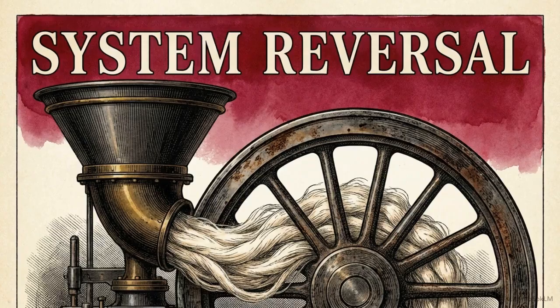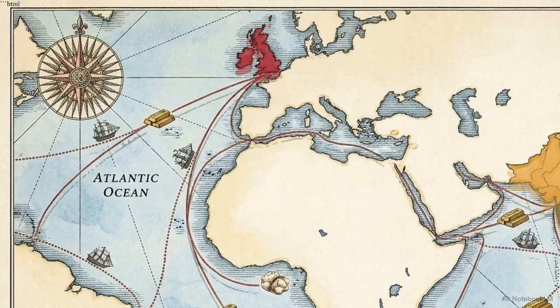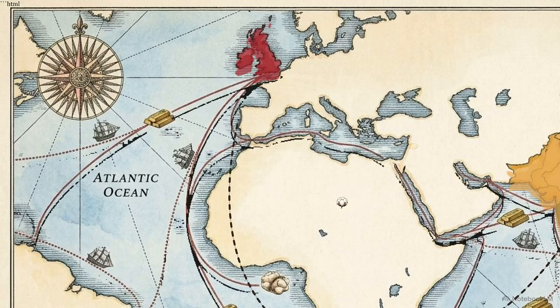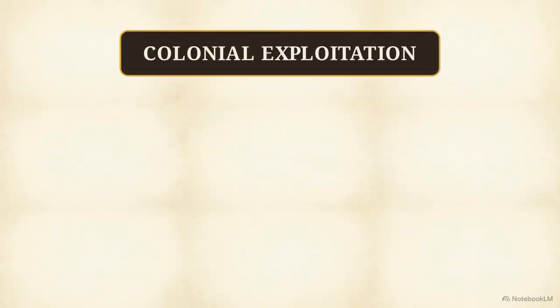This reversal repositioned India as a feeder economy. By shifting the flow of goods, the administration secured a consistent source of raw materials to supply Britain's expanding industrial base. This flowchart maps out colonial exploitation, the core theme for this CBSE topic.